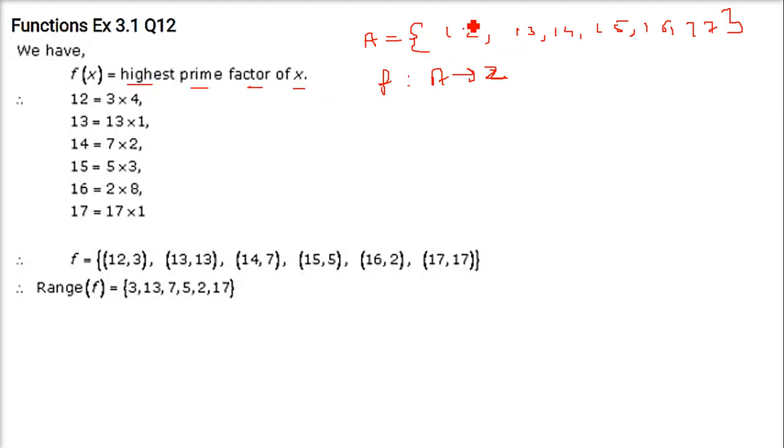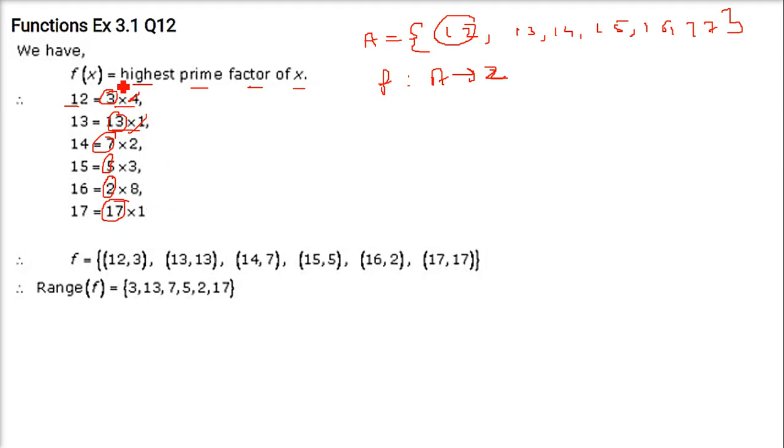So what we'll do, we'll try to find the factors of these numbers and take the highest prime number. How do we do it? 12 can be written as 3 into 4, 13 as 13 into 1, 14 as 7 into 2, 15 as 5 into 3, 16 as 2 into 8, 17 as 17 into 1. In 3 and 4, 4 is not prime, so we take 3. Here 13 and 1, 1 is not prime, so we take 13. 7 and 2 are both prime, but we have to take the highest prime factor, so we take 7. 5 and 3 both prime, we take 5. 2 and 8, only 2 is prime, so we take that. 17 and 1, only 17 is prime, we take 17.